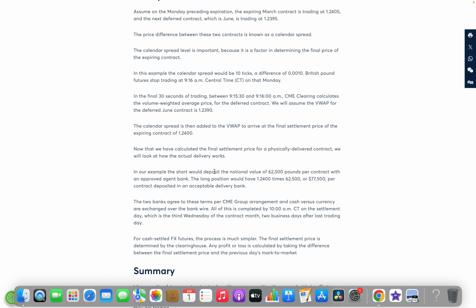Our example showed the long position. The two banks agree as per CME Group arrangement, and cash versus currency are exchanged over the bank wire. All this is completed by 10 a.m. Central Time on the settlement day, which is the third Wednesday of the contract month, 2 business days after the last trading day.